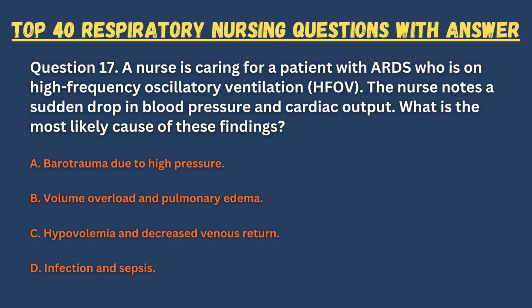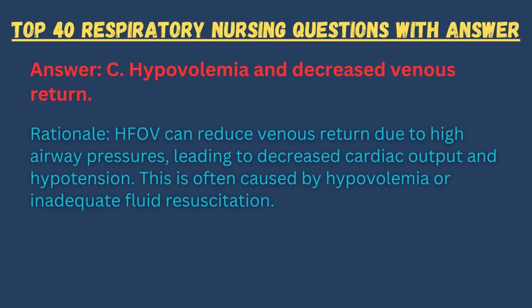The nurse notes a sudden drop in blood pressure and cardiac output. What is the most likely cause of these findings? A. Barotrauma due to high pressure. B. Volume overload and pulmonary edema. C. Hypovolemia and decreased venous return. D. Infection and sepsis. Answer: C.